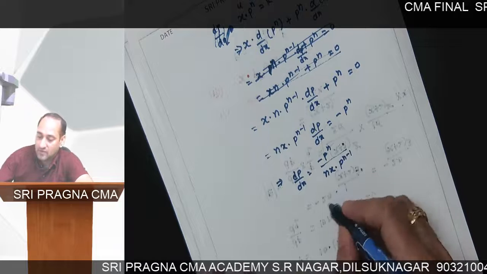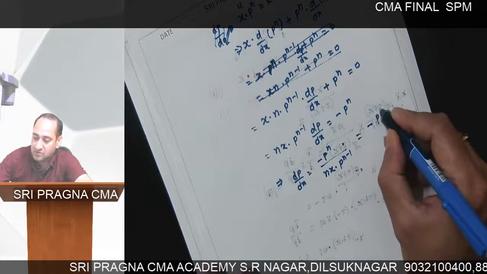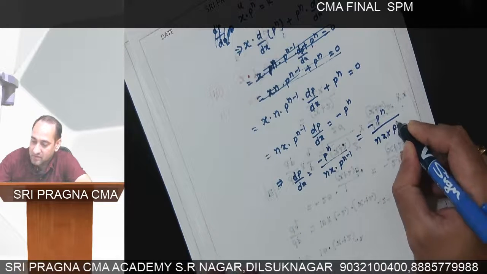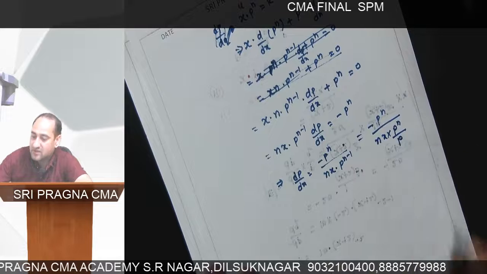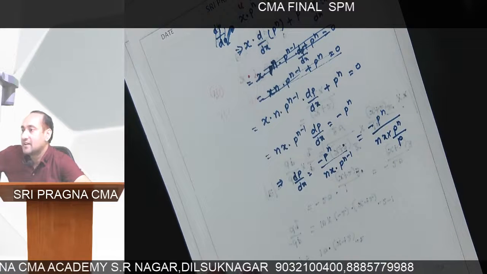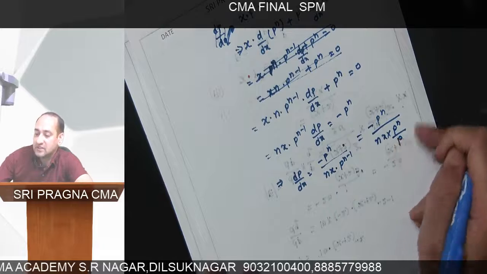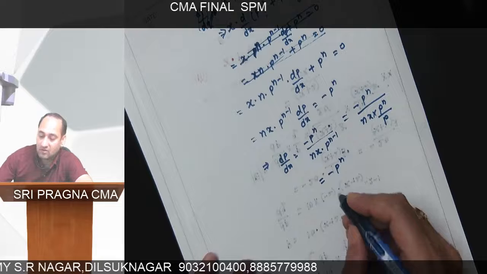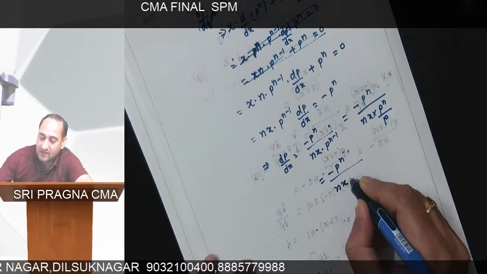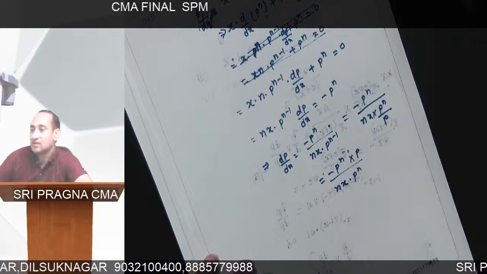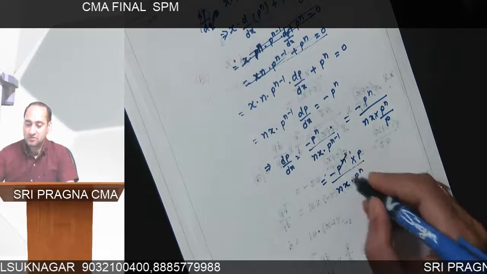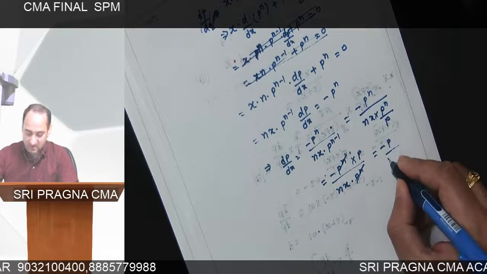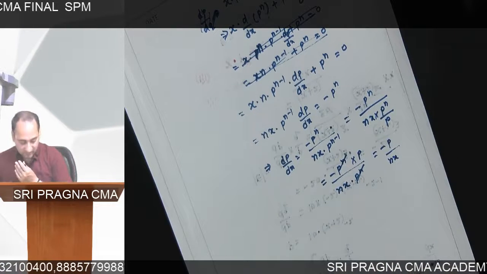So it is coming to be minus p to the power n. Can I write like this? n x into, I can write p to the power n divided by p. Can I write this or not? So this is coming in the numerator, minus p to the power n over n x p to the power n into p. Is it okay? So this p to the power n and p to the power n will get cancelled out. So what we have? Minus p divided by n x. Is it clear?